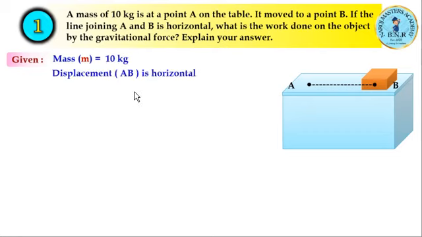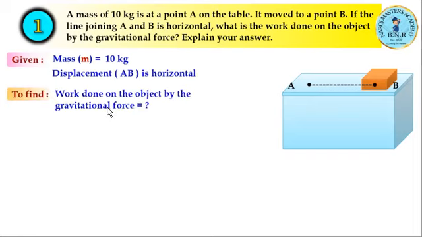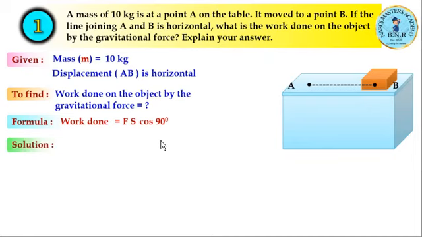Displacement AB is horizontal. To find the work done on the object by the gravitational force. This is not work done by the object, but work done on the object, by which force? Gravitational force. Gravitational force, in the sense of the earth's force, always acts towards down. And here the formula to find work done is W is equal to Fs cos 90 degrees. Why 90? The angle is 90 degrees between the gravitational force and displacement.